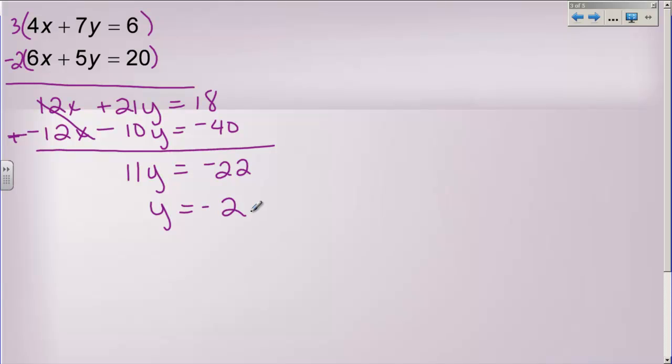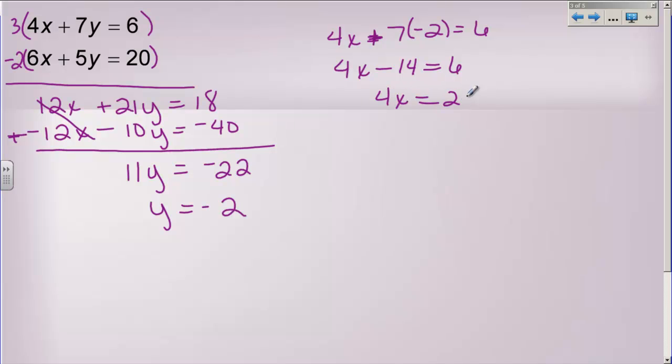Now to find x, I can just continue what I've been doing all along, and plug it back in. So I have 4 times x plus 7 times negative 2 equals 6. So this becomes 4x minus 14 equals 6. So I have 4x equals 20. So x is 5. So you write your ordered pair. We're good to go.